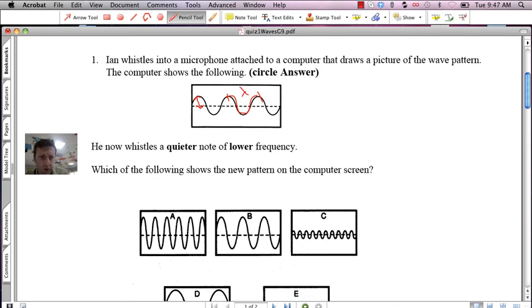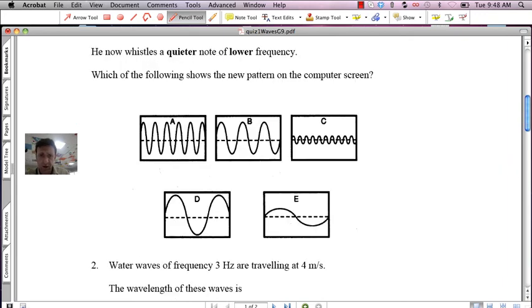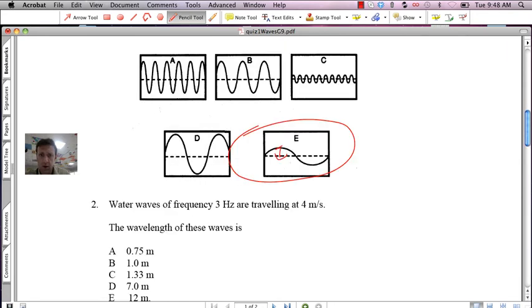He now whistles a quieter note of a lower frequency. So if it is a quieter note, it will be a smaller amplitude. If it's a lower frequency, it will stretch out because the wavelength will get bigger. There's less waves per second. So which wave looks like that? Okay, the answer is E. Look, there's a lower amplitude and the wave's stretched out. There's less waves per second.